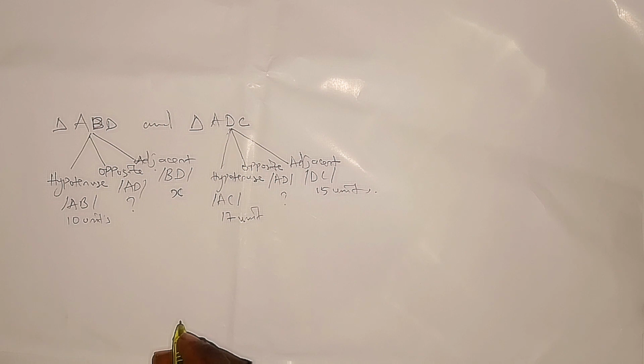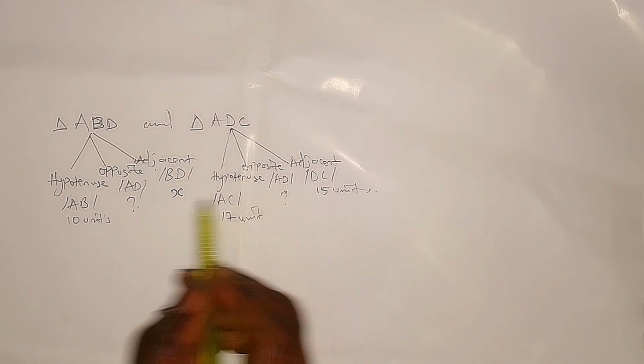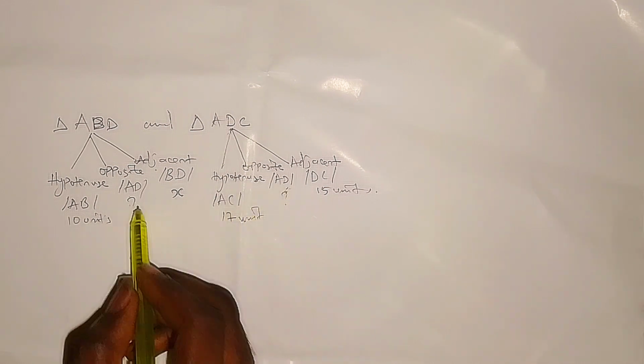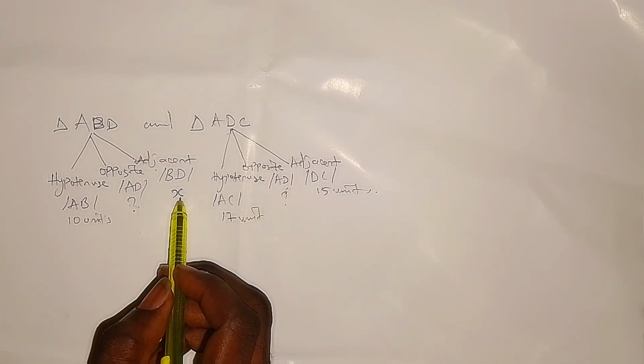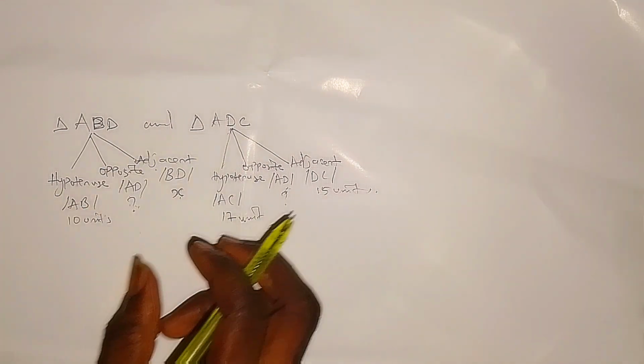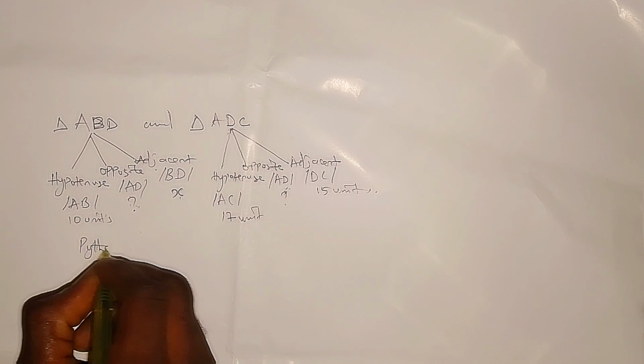Now, we have a common term here. And what's that common term? This side AD. The two triangles are fused together with the line AD. Now, we need to get the value of AD in order for us to get the value of X. Now, how do we get the value of AD? In finding any side of a right angle triangle, we use the principle called the Pythagoras Theorem.